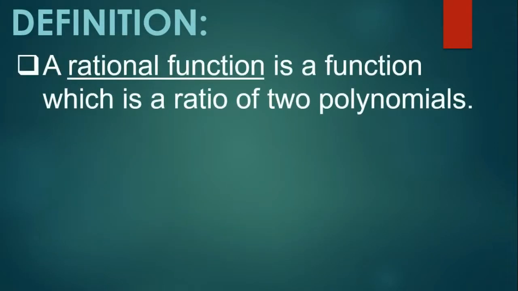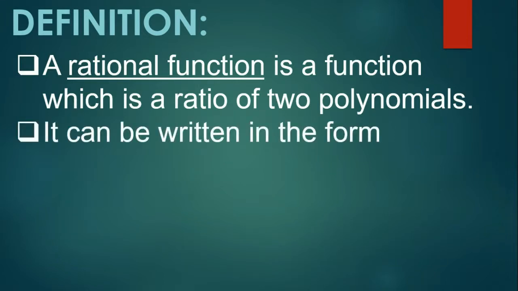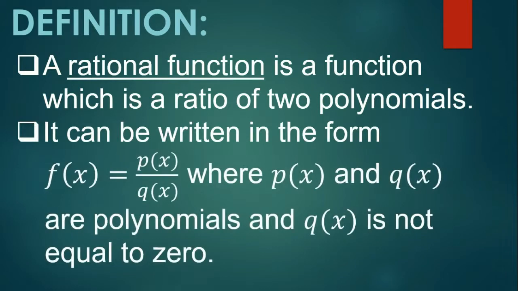A rational function is a function which is a ratio of two polynomials. It can be written in the form f of x is equal to p of x all over q of x, where p of x and q of x are polynomials and q of x is not equal to 0. So ang rational function daw, ratio siya ng dalawang polynomials. Dapat yung numerator niya ay polynomial, yung denominator niya ay polynomial. And also, ang denominator dapat ay hindi mag-equal kay 0.